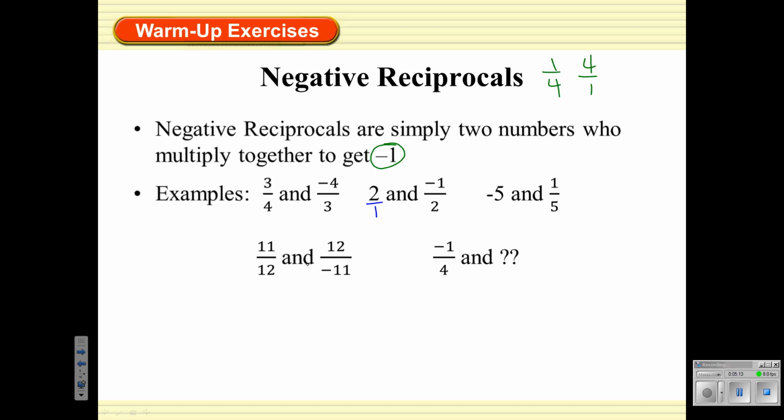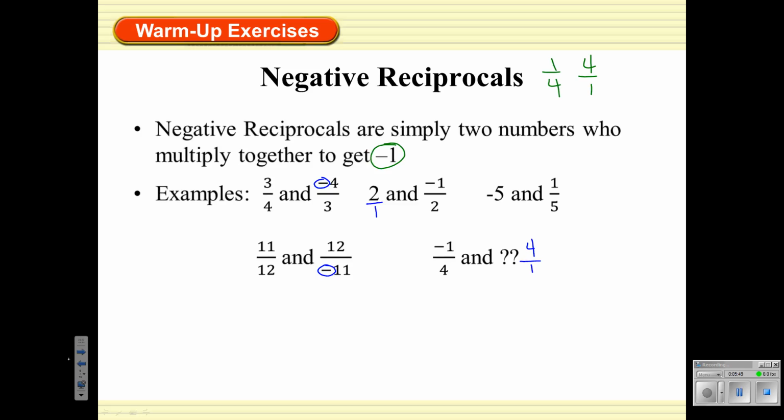11/12 and negative 12/11. Notice in this one the negative is here, and in this one the negative is here. It doesn't matter. The negative can be in the numerator, denominator, or out front. So these are some examples I want you to write down. And then if the slope is negative 1/4, for a negative reciprocal, it would be positive 4/1. Since this one is negative, this one has to be positive. Again, think about it in terms of having to multiply them together to get a negative 1.